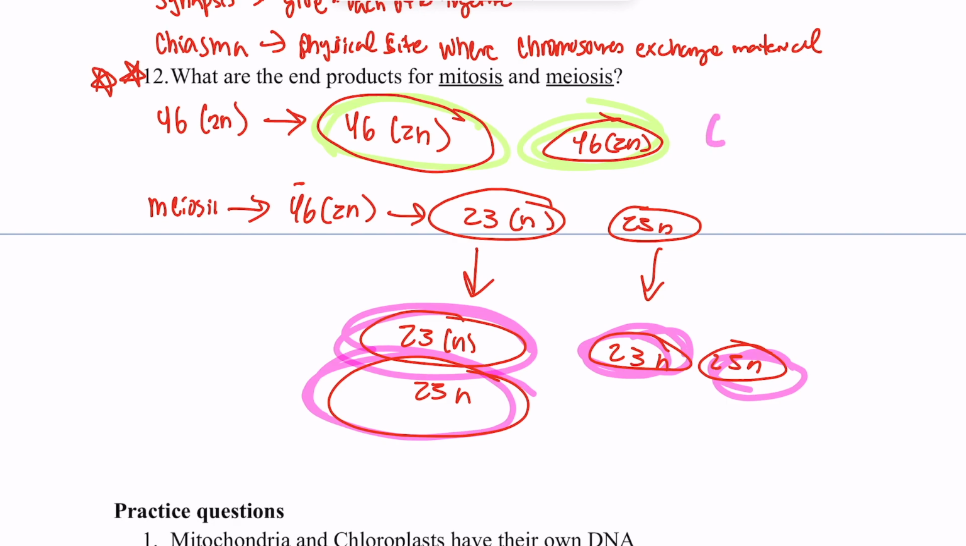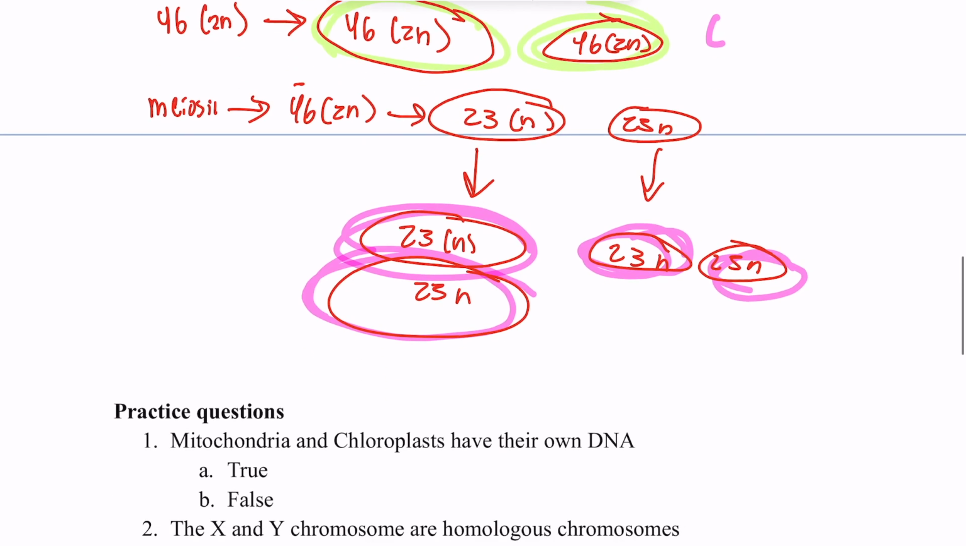So again, I'll just draw this out a little neater. Sorry if this is confusing. Mitosis, two identical daughter cells. Meiosis, it's going to be four different daughter cells.